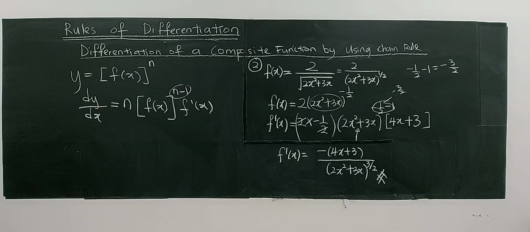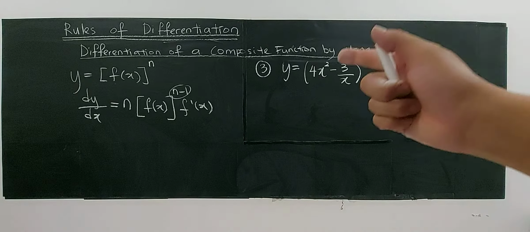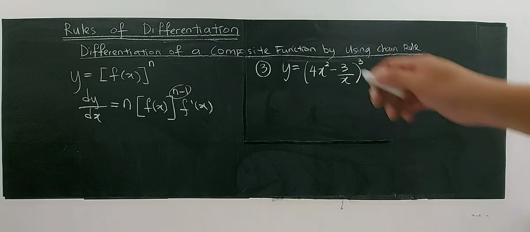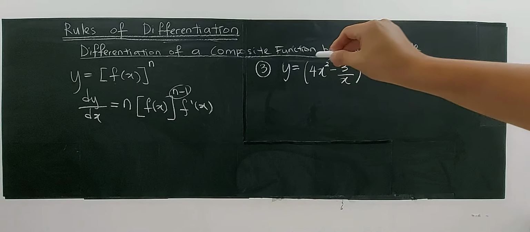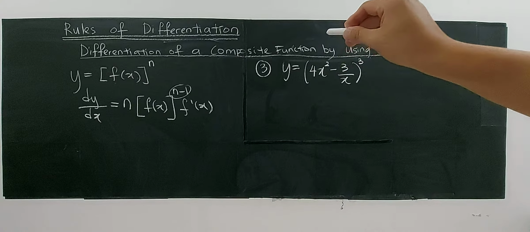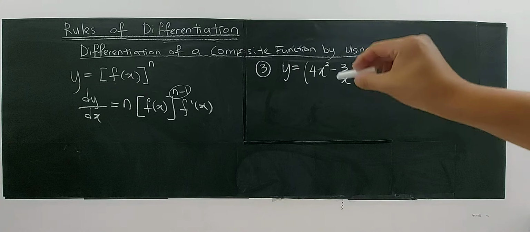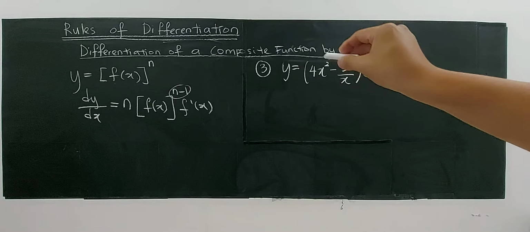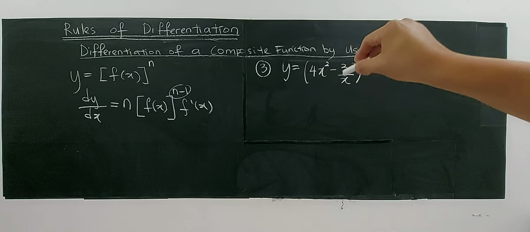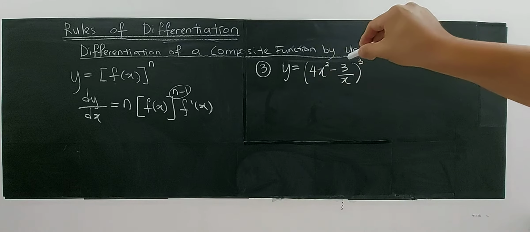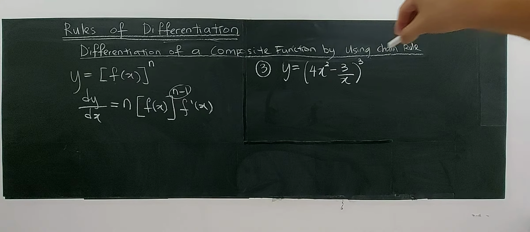So let's go for another example, and you do it as an exercise. Alright, the third example, you can try first. You see that this is power of 3. You can expand this and apply the basic rule, but it's just a waste of time. This is a composite function, like a cubic function, so you can apply the chain rule.